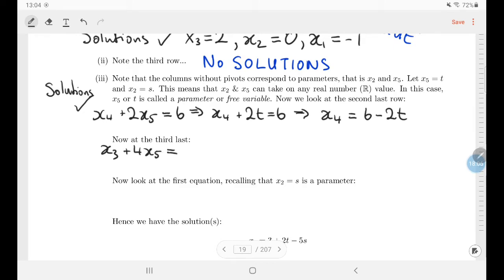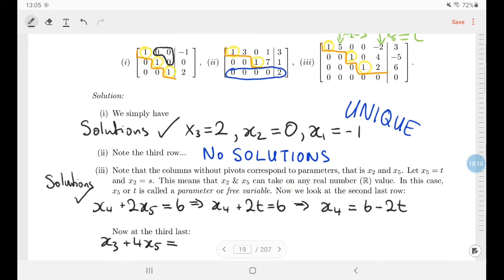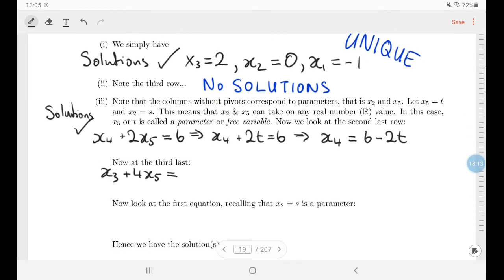One of the things is if you have the manual printed out, it's easier, because this scrolling is easy if it's printed out in front of you. x3 plus 4x5 is equal to minus 5. Now again, we know that x5 is equal to t. So you've got x3 plus 4t is equal to minus 5, and you can take away the 4t from both sides. x3 is equal to minus 5 minus 4t.